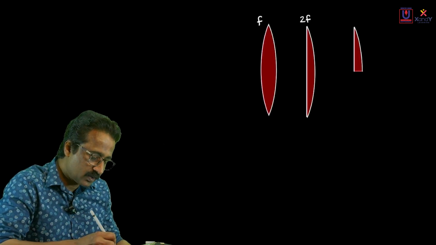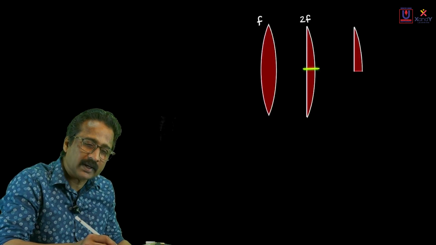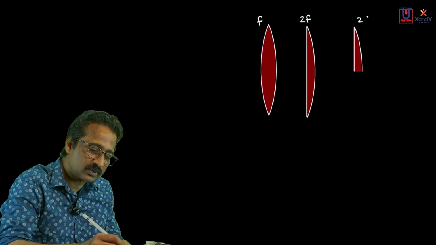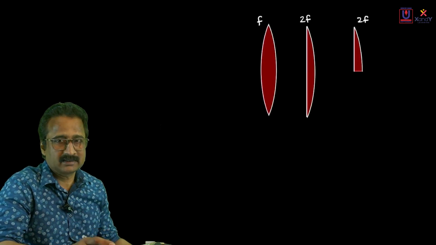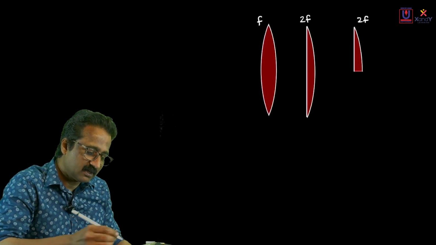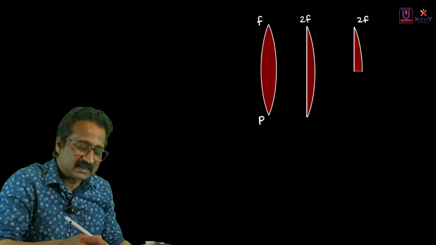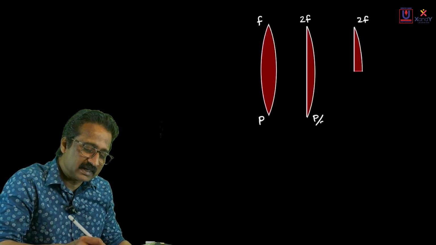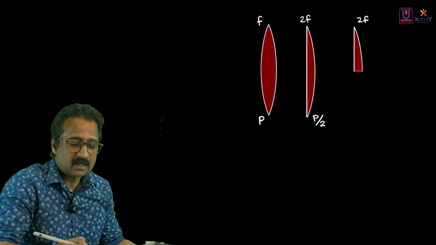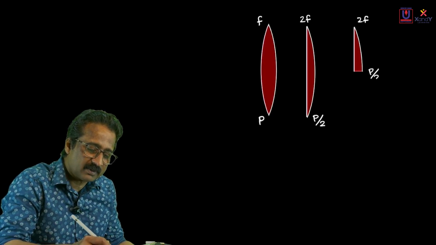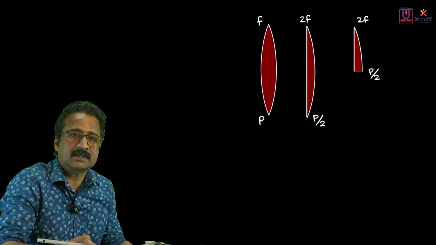But now, if you are cutting the same lens in this way, nothing will happen to the focal length. It will continue to be the same 2f. This is the story of focal length. Let's talk about power. If P is the power of the original lens, certainly the power of half the lens will be P by 2. Now, even if you cut that lens in this way, nothing will happen to power. It will become P by 2. Simply, that's the logic.